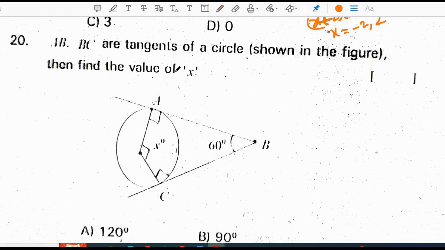AB, BC are tangents of a circle, then find the value of x. If it is 60, this one will be 120 degrees, because the sum of the four angles in a quadrilateral should be equal to 360. Angle A and angle C are 90 because the radius and tangent are always perpendicular to each other. So angle x is 120 degrees.